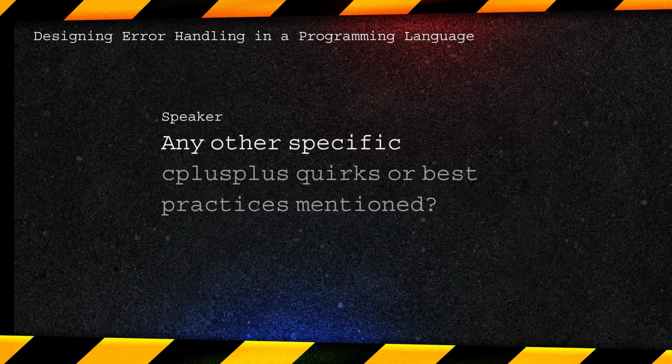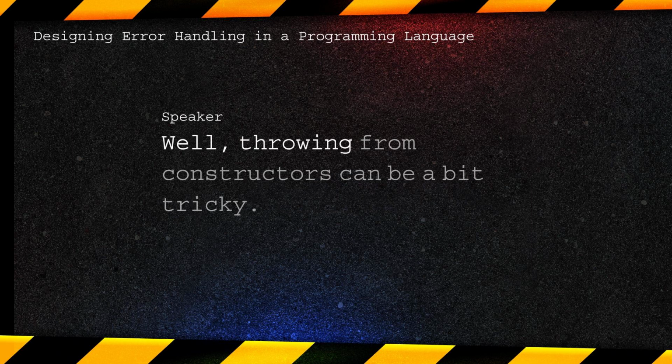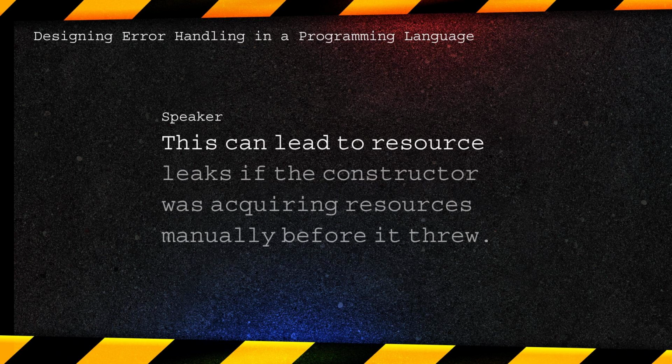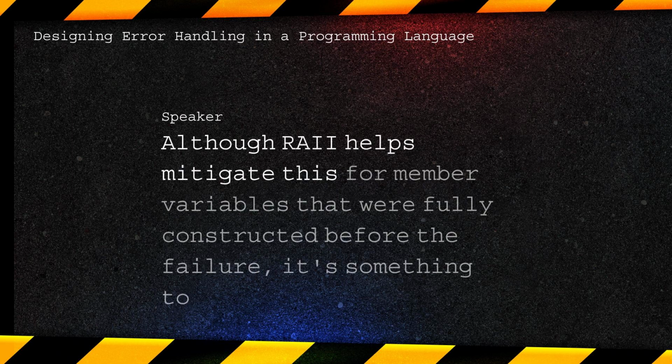Got it. Any other specific C++ quirks or best practices mentioned? Well, throwing from constructors can be a bit tricky. If a constructor throws an exception before the object is fully constructed, its destructor won't run. This can lead to resource leaks if the constructor was acquiring resources manually before it threw, although RAII helps mitigate this for member variables that were fully constructed before the failure. It's something to be aware of.